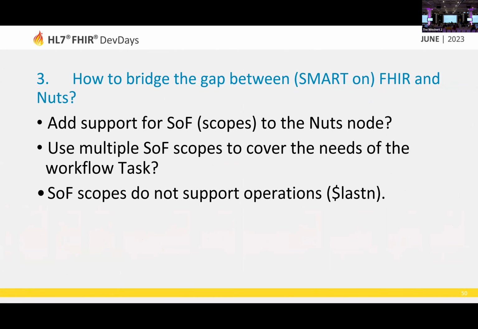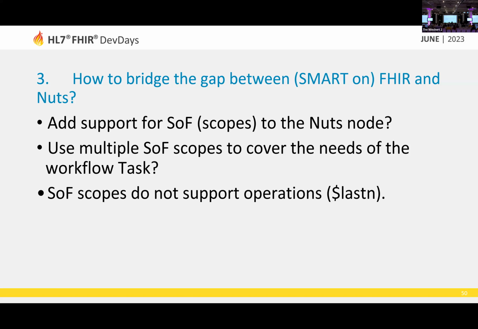The next step is that we're actually going to implement this at a customer side, to learn what other issues we're going to run into when we actually start implementing it. We have a few questions already. Is the NUTS node going to be handing out Smart on FHIR scopes, or is the FHIR server going to be able to interpret the NUTS scopes?